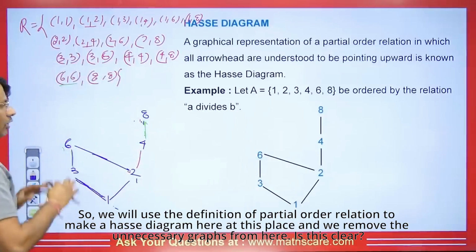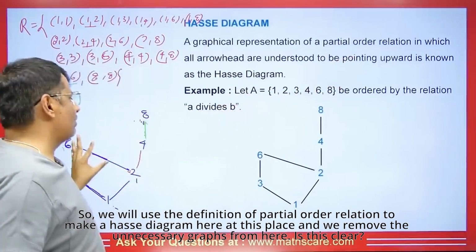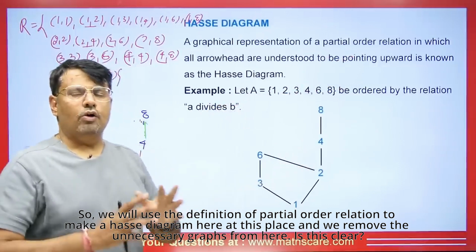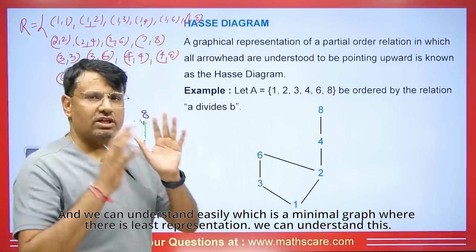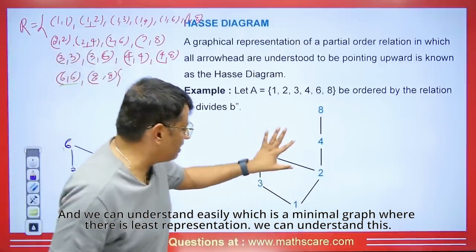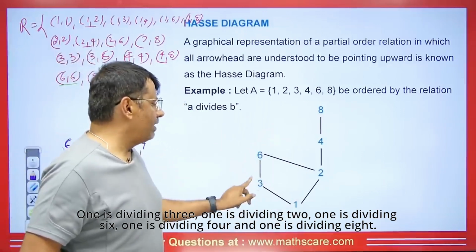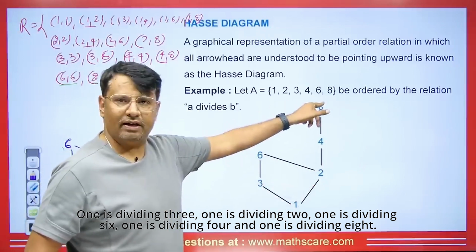Okay. So we will use the definition of partial order relation to make a hasse diagram here, and we remove the unnecessary lines. Is this clear? And we can easily understand which is a minimal graph, where there is the least representation. We can understand this. 1 divides 3, 1 divides 2, 1 divides 6, 1 divides 4, and 1 divides 8.